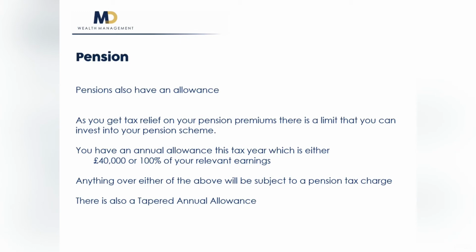There's also the tapered annual allowance. If you earn over £200,000, you could be subject to the tapered annual allowance, which means that the £40,000 you can put in a year gets tapered down to a minimum of £4,000 a year. So just be careful of that.